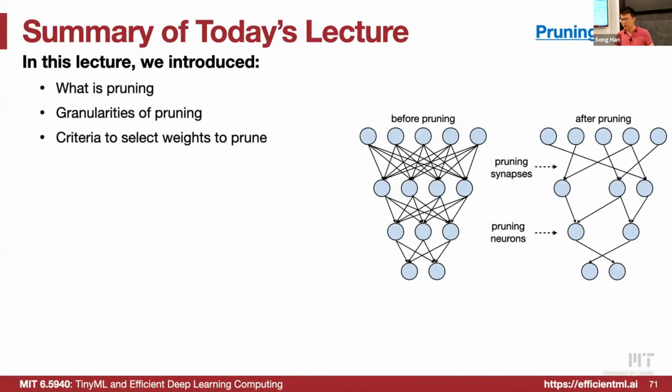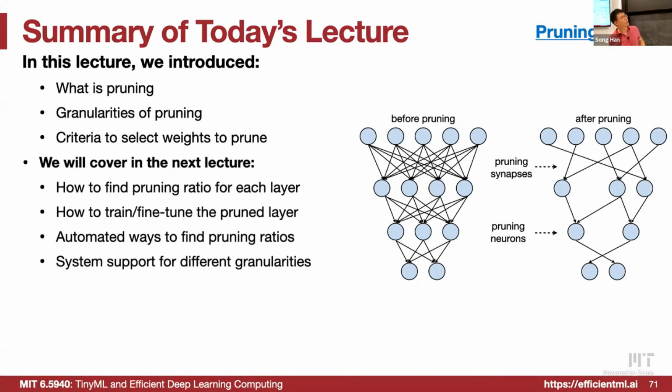All right, in the next lecture next Tuesday, we are going to cover a few techniques: how to find the pruning ratio for each layer, which we find is super crucial compared with a uniform pruning ratio; how to fine-tune a pruned layer; automated ways to find the pruning ratios rather than finding them manually; and how system and hardware support different granularities. Lab 1 will also be out by next Tuesday.